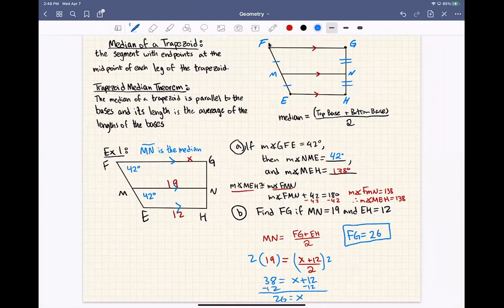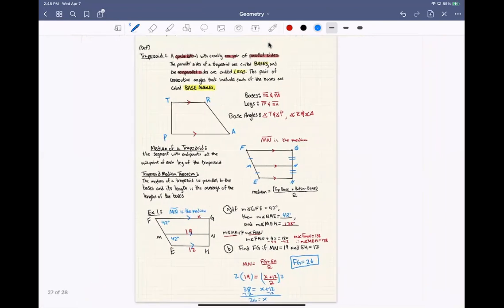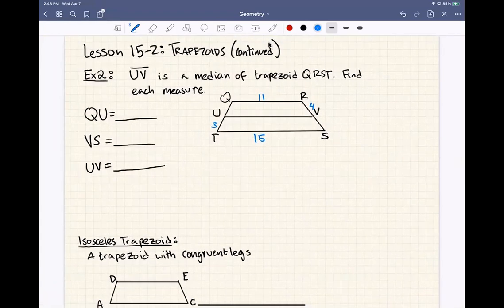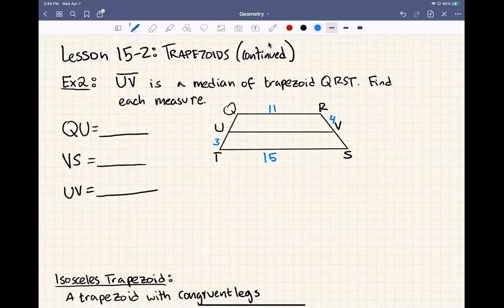trapezoid. Okay. So now we've got to go over one more example, and then we're gonna do isosceles trapezoids. Okay. So example 2, it says UV is the median of the trapezoid QRST. So that means we have QRST, that's our trapezoid. Right, and we're saying that this UV is our median.